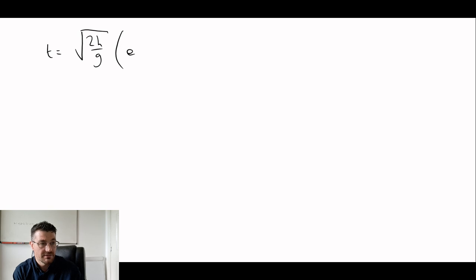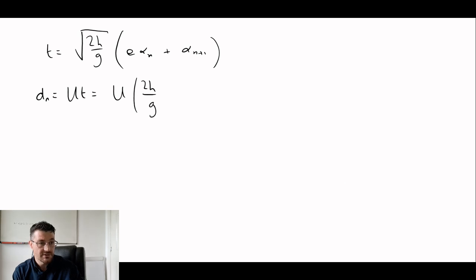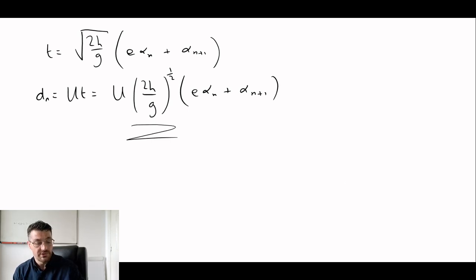Okay, so e^(alpha_n + alpha_(n+1)). That's the time between the nth and (n+1)th bounces. So the horizontal distance travelled, remember speed u is constant, is going to be d_n, which is equal to ut, which is equal to u (2h over g) to the half e^(alpha_n + alpha_(n+1)). Perfect. We've done it. So we've proved this formula.